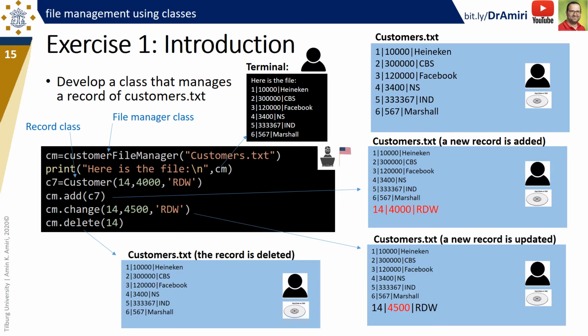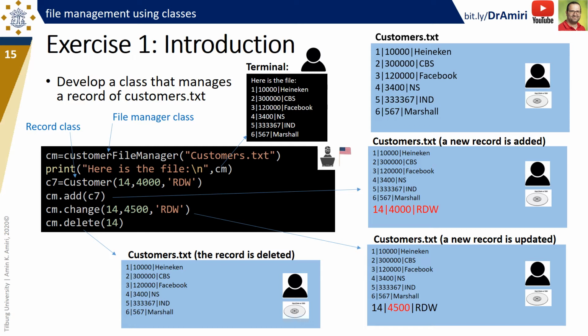Let's do an exercise to make sure you have learned things well so far. Assume that we have a file called customers.txt that has several records about different customers of ours. Each row of this file follows a pattern. It starts with the customer ID, then a vertical line, then the amount that customer paid us, another vertical line, and then the name of the customer.